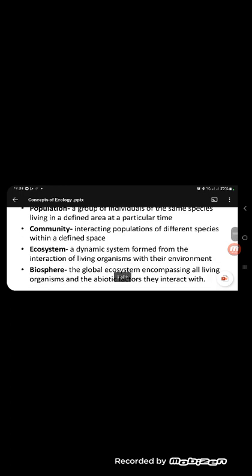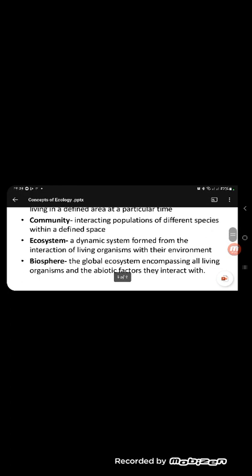The biosphere is the last stage of the hierarchy. It is the global ecosystem encompassing all living organisms and the abiotic factors they interact with. These living organisms interact with abiotic factors, which are non-living things, such as sunlight and temperature, enabling them to form associations and relationships, and to adapt to a given environment.